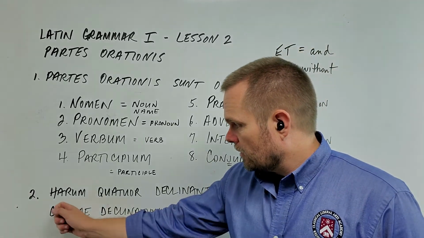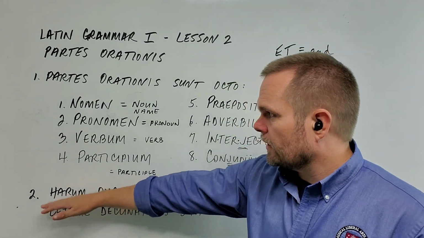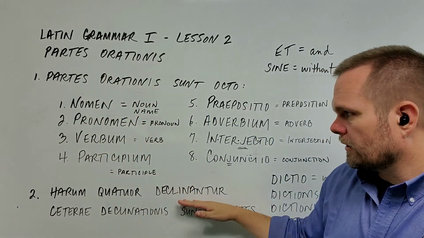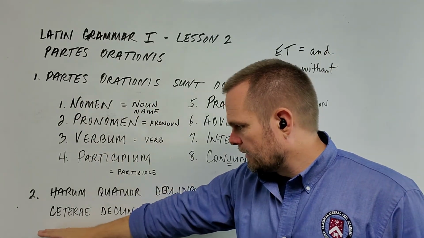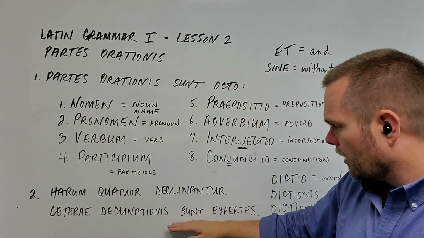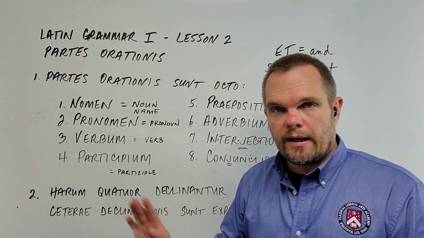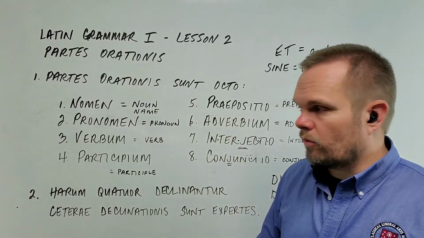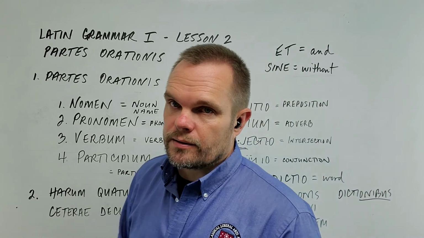But rule 2 in lesson 2 simply says of these 8 parts of speech, 4 are declined, these first 4. The rest are free of declension. They don't have any declension. There's just one word, and that's it. No other forms. Okay? That's all that lesson 2 contains.